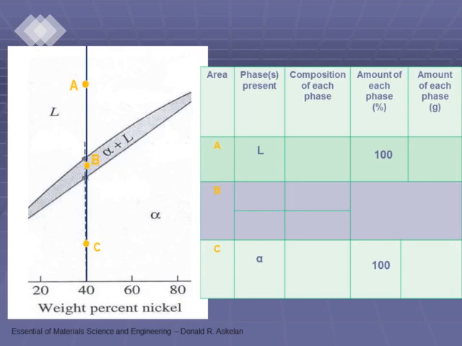And if we convert the amount of these phases into gram, we get the value equal to the weight of the alloy, say 50 gram. Both the liquid and the solid alloy contain 40% nickel.